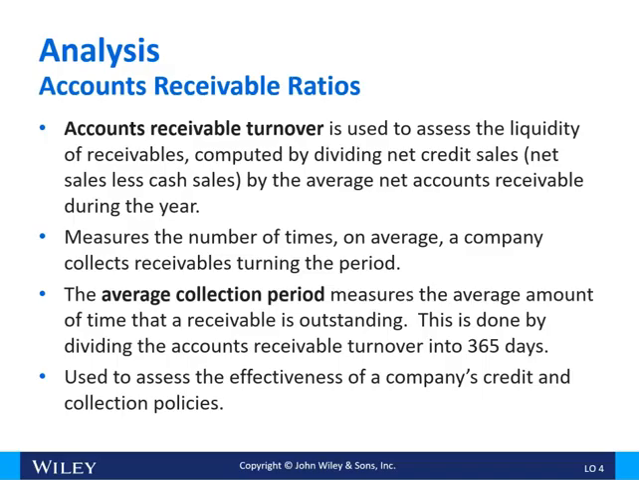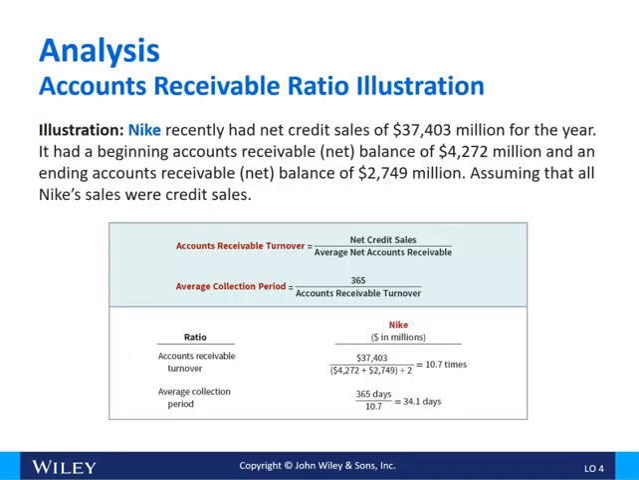It measures the number of times on average a company collects receivables during the period. The average collection period measures the average amount of time that a receivable is outstanding. This is done by dividing the accounts receivable turnover into 365 days. And it's used to assess the effectiveness of companies' credit and collection policies. So let's look at how we calculate those.